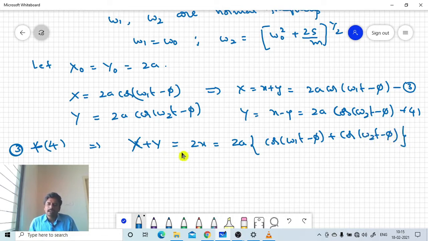Now I need to know the displacement of the body with normal coordinates. What is the displacement of the body with normal coordinates? Then I can write it as these two.